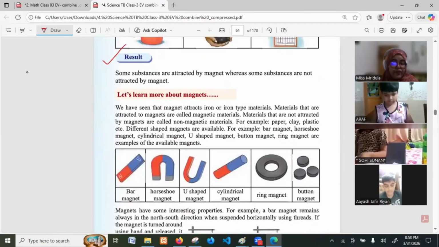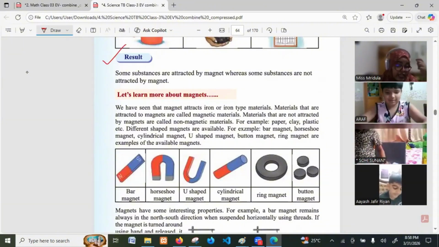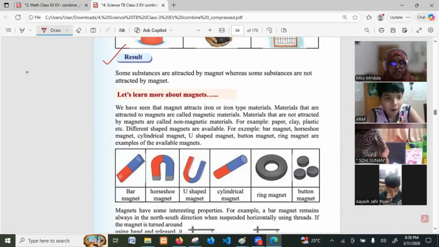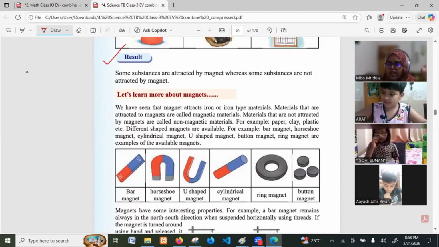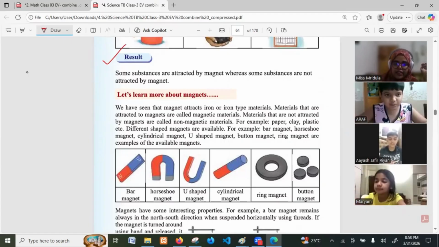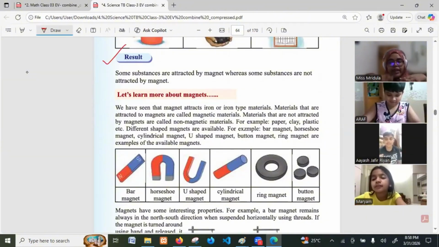Here we can see different shapes of magnets, and they have different names on the basis of their shapes. If it is looking like a bar of chocolate, it's called a bar magnet. Have you seen the horse's hoof? They put a ring around it, right? So that when they run, it will make a pretty sound. That's why they have named it horseshoe magnet, because it's looking like a horseshoe.